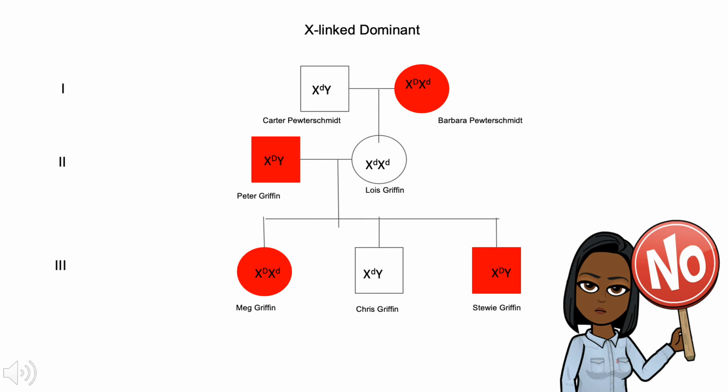This pedigree cannot be X-linked dominant because Peter is dominant and gives a Y to Stewie. Then the mother has to give a little d to Stewie, which means that Stewie could not have dark hair.